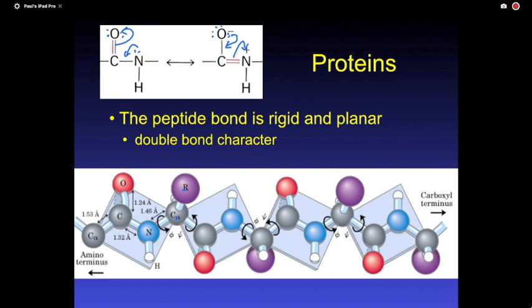So glycine has a very large range in which the phi and psi angles work, because the hydrogen is really tiny and that's no problem. But a tryptophan that has this really big R group that sits there jams things up and it doesn't have as much flexibility. So there are limits.